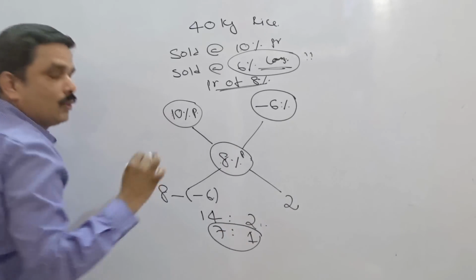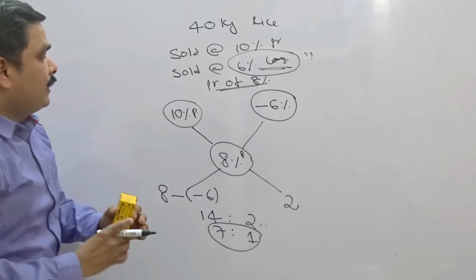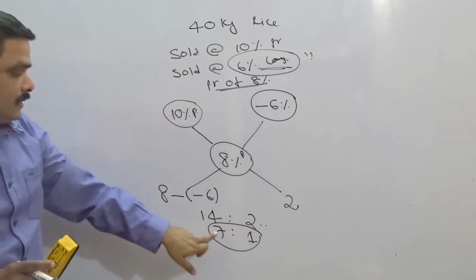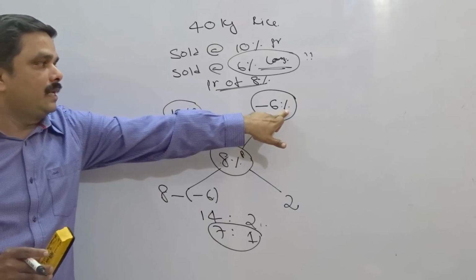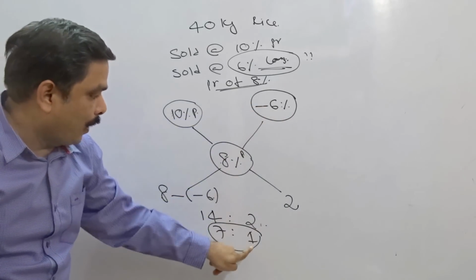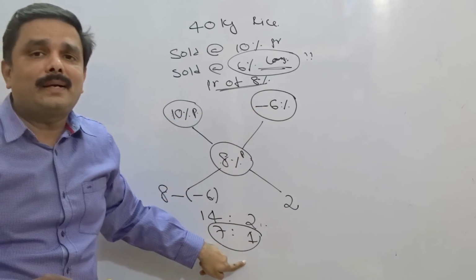What do you mean by ratio is 7 is to 1? Simple. The quantity he sold at 10% profit is of 7 parts. The quantity he sold at 6% loss is of 1 part, right?